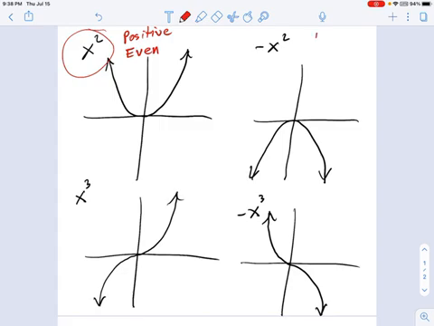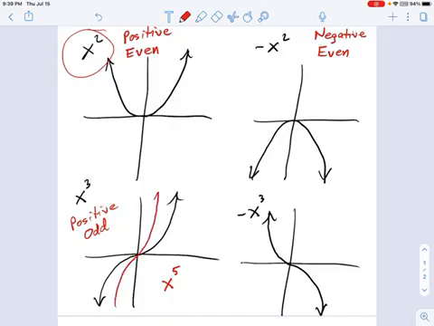Likewise, over here, this is called negative even, because the coefficient is negative, but the exponent is an even number. And then over here we have positive odd, because the exponent is odd, and even if you had x to the fifth, it wouldn't look a whole lot different. It would just look maybe like this. Okay, but it would still have the general shape. And then over here you have negative odd. Okay, so those are the 4 types of end behavior.